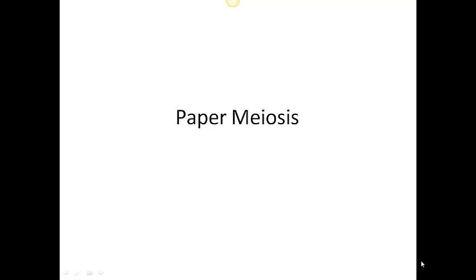This is a vodcast on the instructions for paper meiosis. You should have in your group of 2 a blue sheet of chromosomes and a pink sheet of chromosomes, some colored pencils, as well as a scissors.